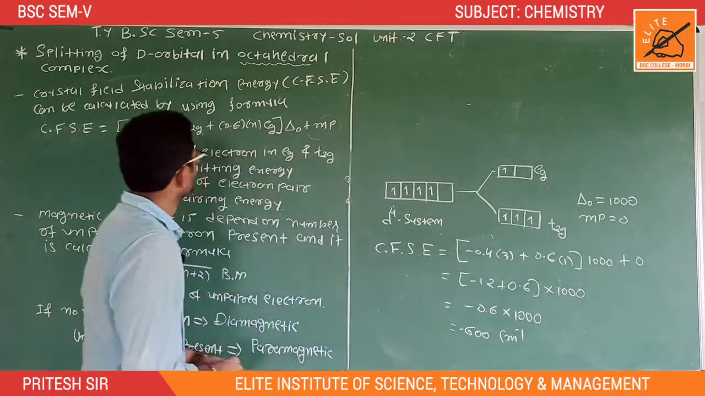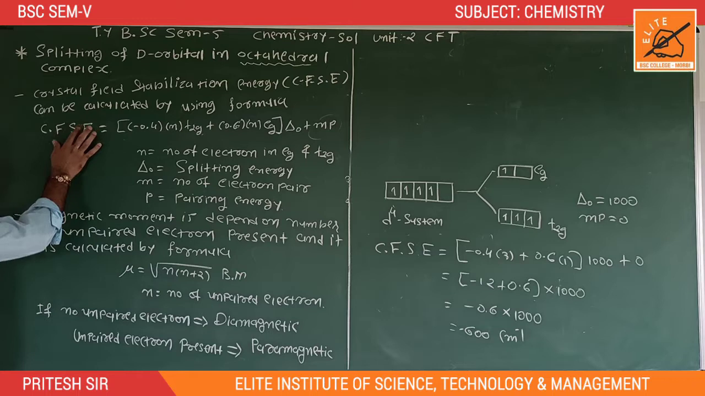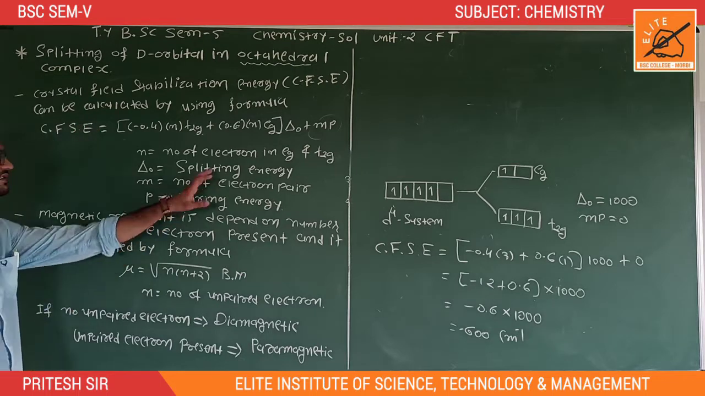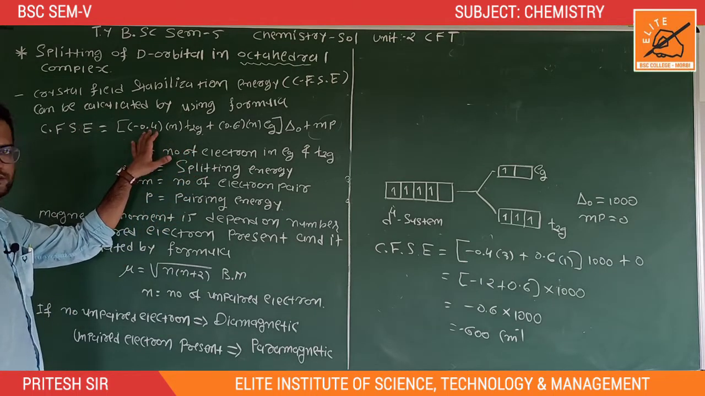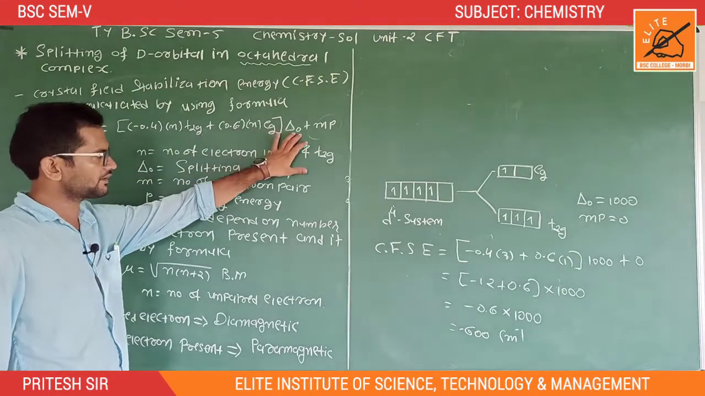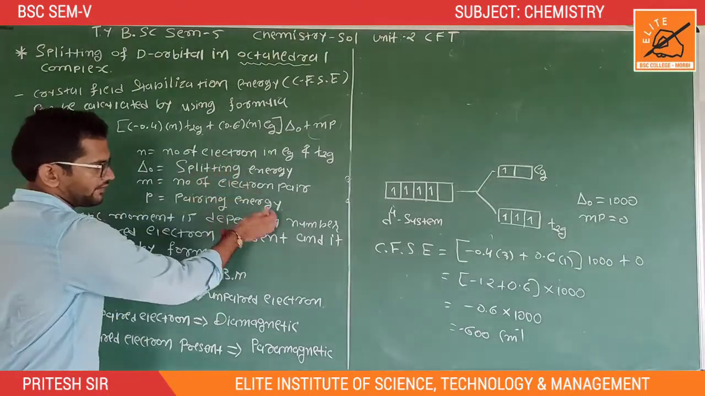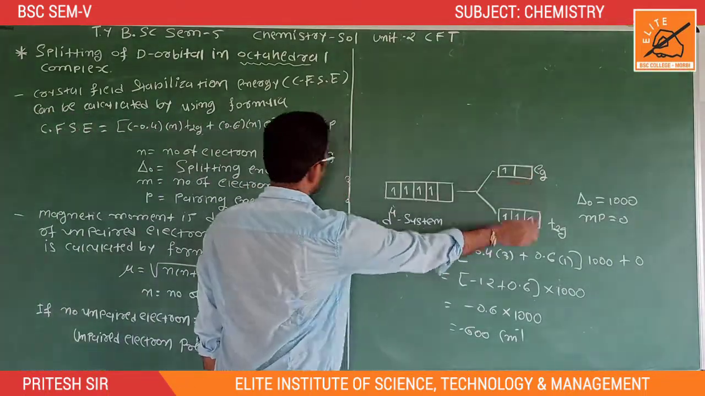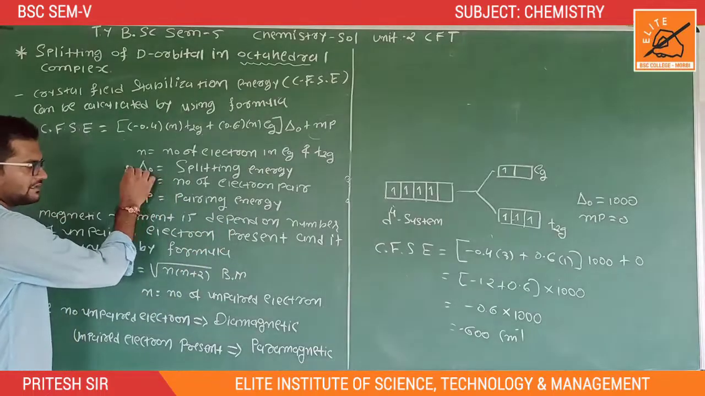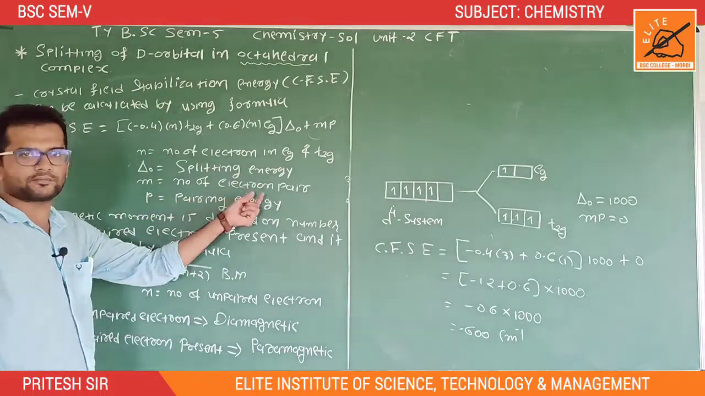Okay, so this is the formula of CFSE. It means crystal field stabilization energy can be calculated by using this formula: minus 0.4 n(t2g) plus 0.6 n(eg) Δ octahedral plus mP, where n is the number of electrons in t2g and eg, Δ octahedral is the splitting energy, and m is equal to the number of electron pairs.